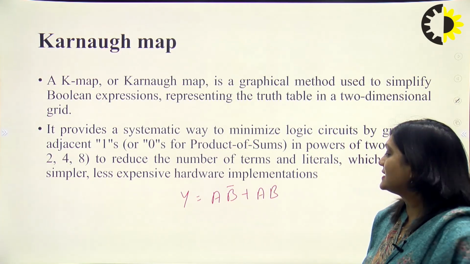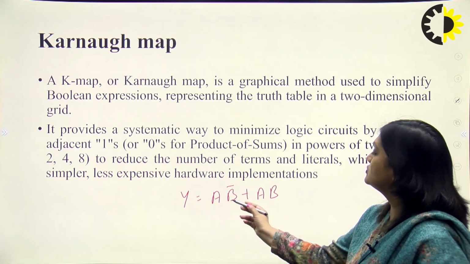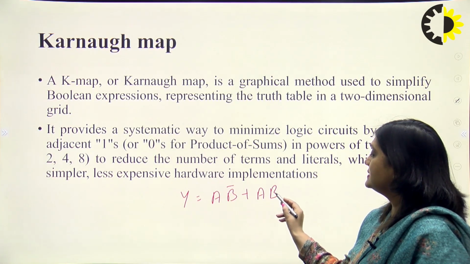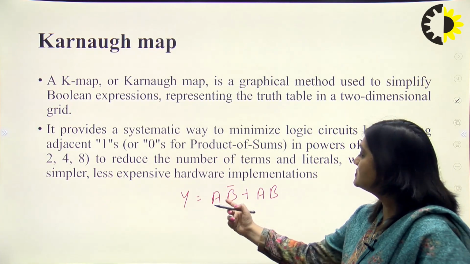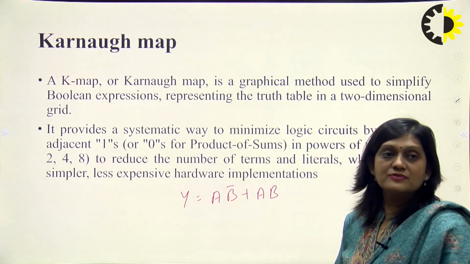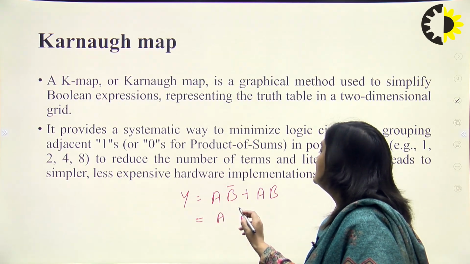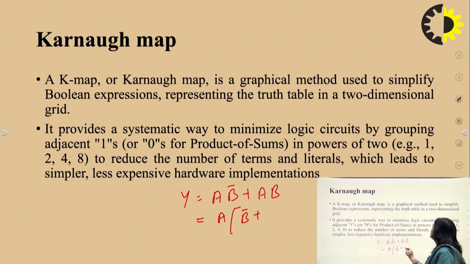Simplify means there are two terms here, and there are two variables in each, a b bar and here ab. So we have to reduce the number of terms and the number of variables used here. We can take a as common, and we will have b bar plus b. We know that b bar plus b is equal to 1. So this will be simplified as a. So a is a single term and only one variable is there. This is the simplified version of the expression a b bar plus ab, that is a.